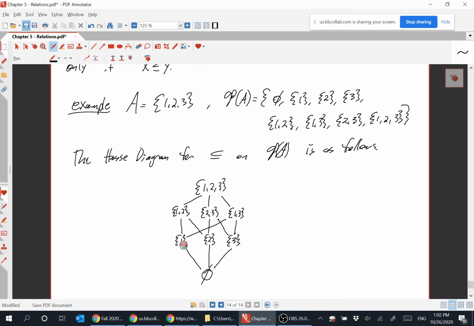Okay, so the empty set is contained in {1}, and {1} is contained in {1, 3}. So the empty set is contained in {1, 3}, right? Because you have a line sloping upward from the empty set to here to here. A couple different ways you can get from the empty set to here. And of course, everything is contained in {1, 2, 3}, so you always have from every subset in the power set of A an upward sloping path from that subset to {1, 2, 3}. Right? Like this, like that, so on and so forth.